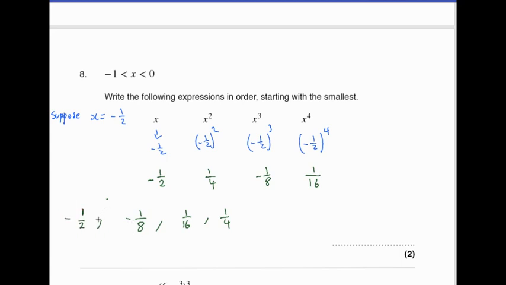Okay, so the -1/2 corresponded to x, and then we had that the -1/8 corresponded to x cubed, and then the 1/16 corresponded to x to the power of 4, and then the 1/4 corresponded to x squared. Okay, so our final order is x, x cubed, x to the power of 4, and then x to the power of 2.